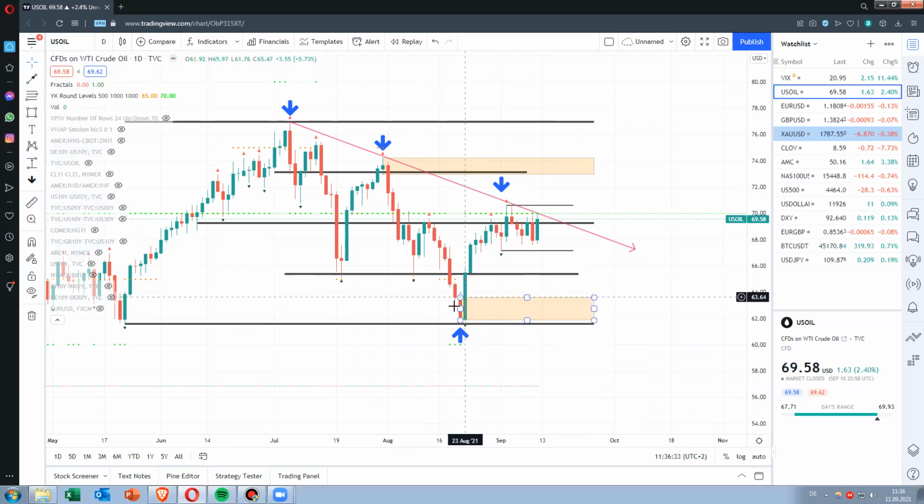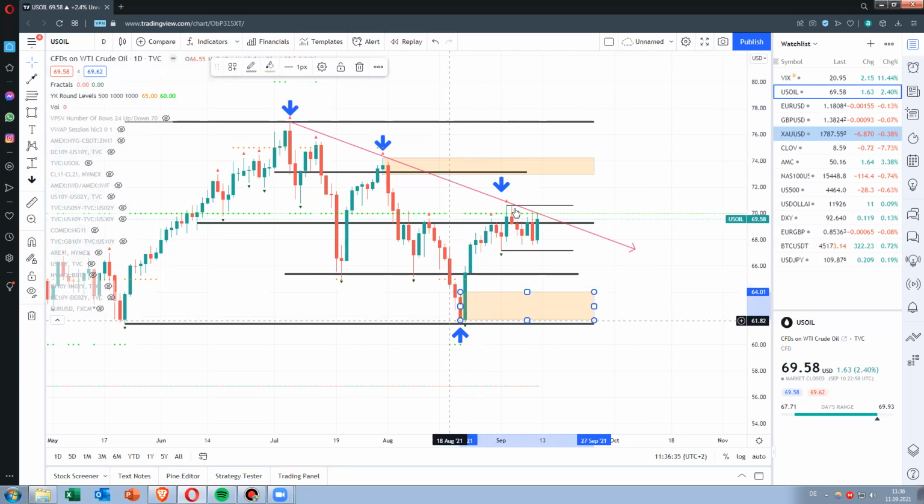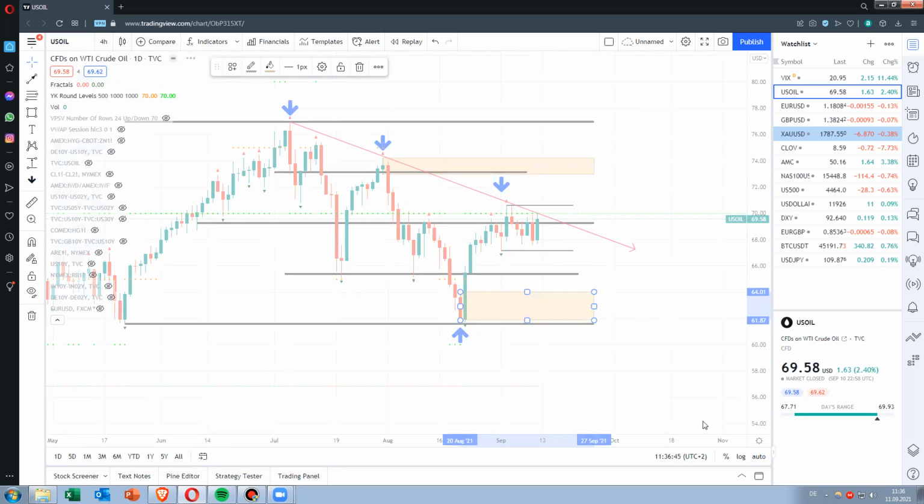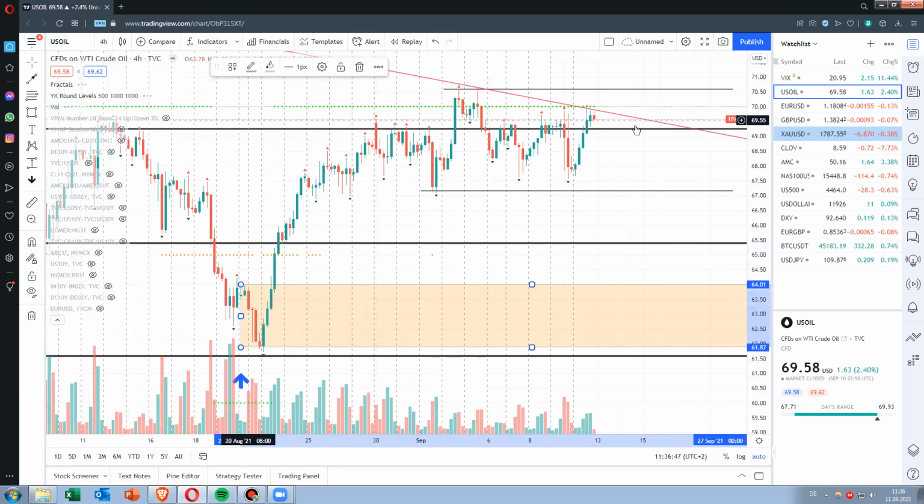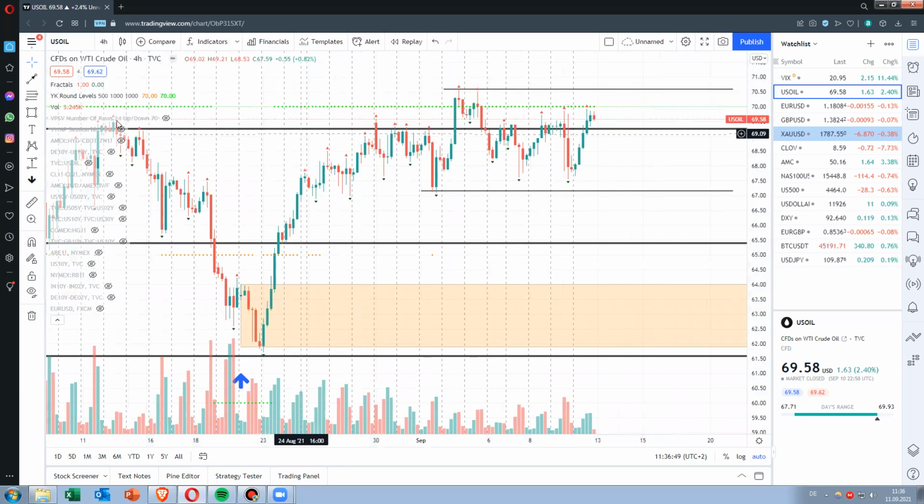This is an imbalance, you know? If it fills this imbalance here at the 25 level somewhere and then goes up, this would be a perfect buy. But for now, I'm just looking to sell it. And now we don't even have to look at the 4 hour. Wait, I will just put this candle on.